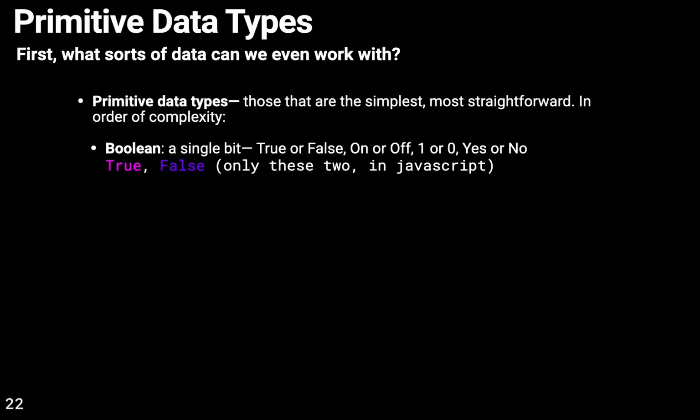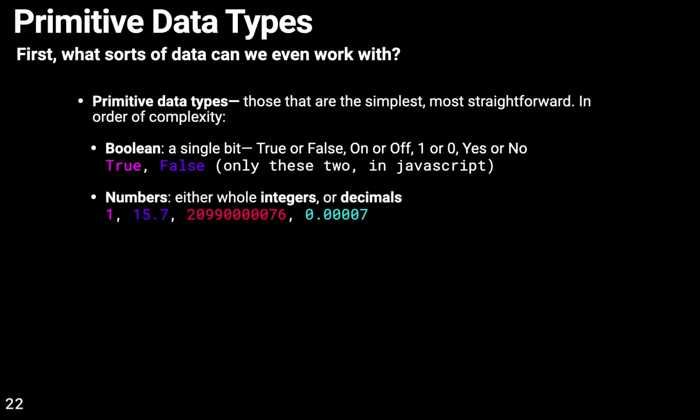Usually you would use a Boolean to determine a switch. So in the previous example with the lamp, is the lamp plugged in? The answer to that is a Boolean yes or no, a true or false. Then you would take action based on that.